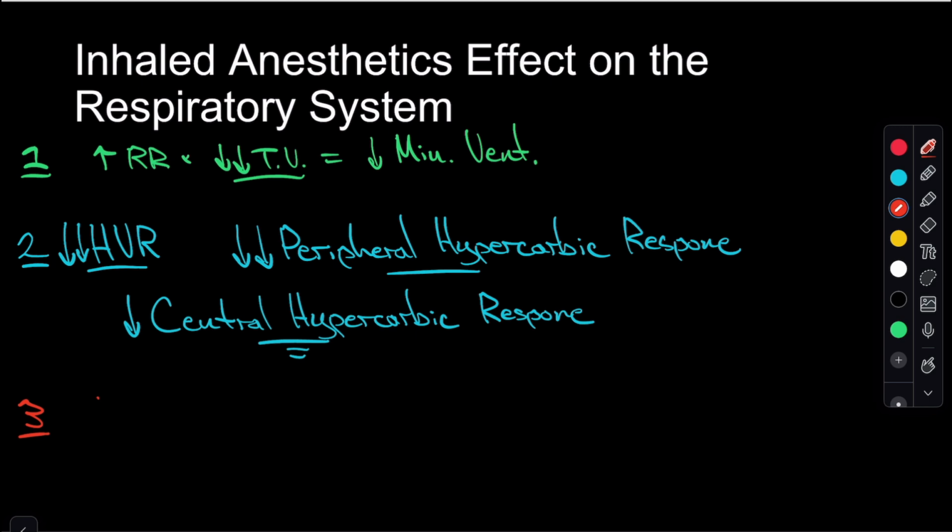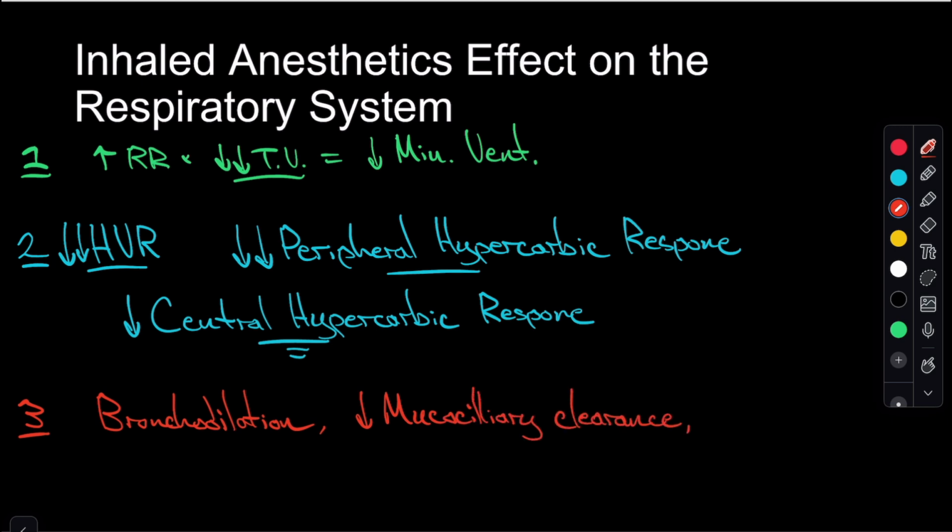And then finally, the third effect that inhaled anesthetics have on the respiratory system, I consider this kind of a miscellaneous category, but one of these is going to be bronchodilation. Sevoflurane is the best at bronchodilating. This is useful in a patient who is having an acute asthma exacerbation. The next is decreasing mucociliary clearance, and then also decreasing surfactant production. These two effects are hypothesized to lead to an increased risk of pneumonia or atelectasis in the postoperative period.